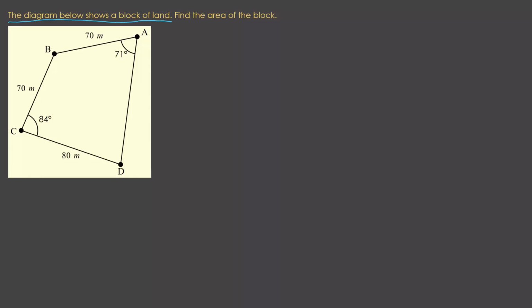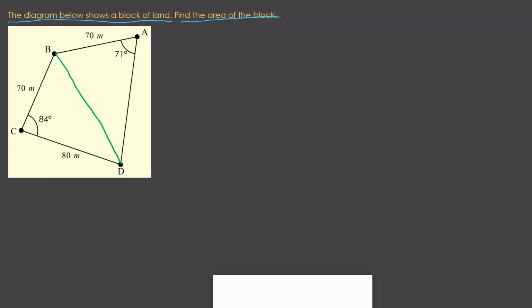The diagram below shows a block of land. Find the area of the block. The first thing that I am going to do is draw in a diagonal. And I'm going to draw in this diagonal just here.